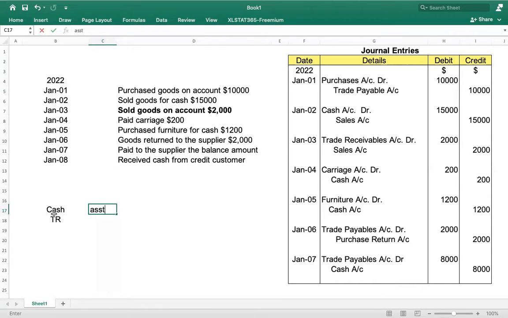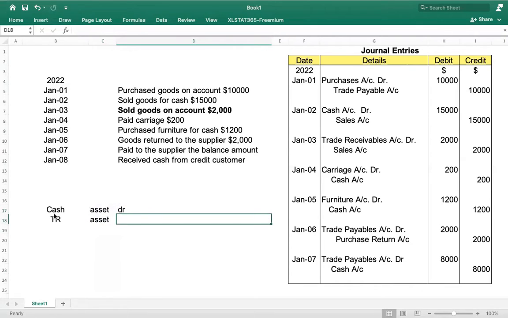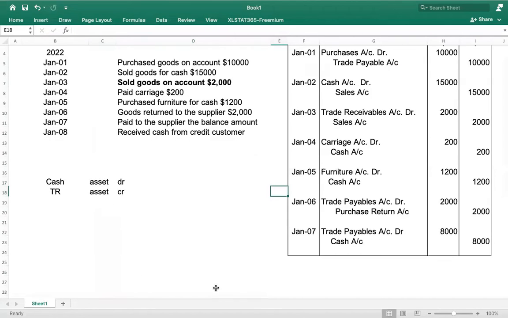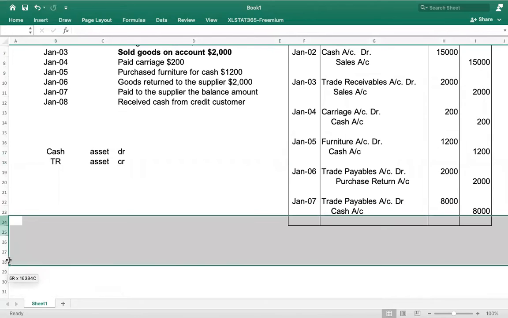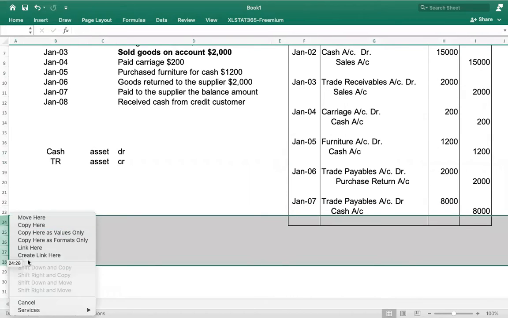Both are assets. Now cash is increasing, so increase in asset, debit. Trade receivable will decrease, decrease in asset, credit. Agree? Yep. So now let me record this.